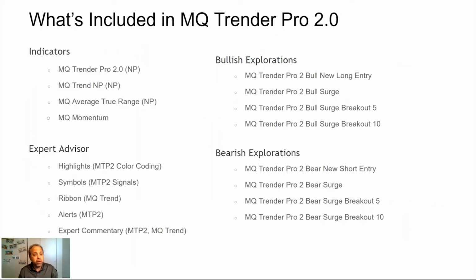It's great. You're going to get the indicators. Only MQ momentum is actually plotted. The other indicators help everything work in the background. You've got the expert advisor. That expert advisor is going to give you the highlights, the symbols, the trend ribbon. You can set up alerts so that it pops up an alert or sends you an email. It's going to give you that expert commentary to break everything down. And of course, it's going to give you the scanning.